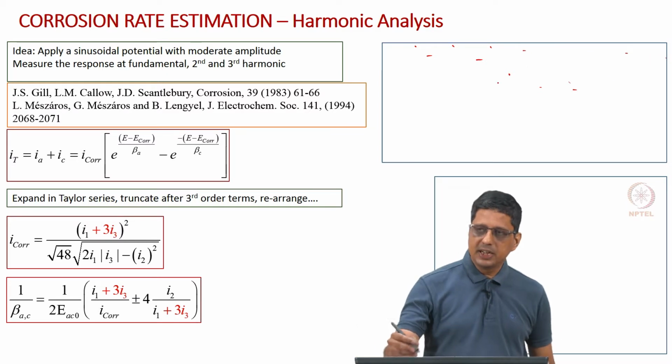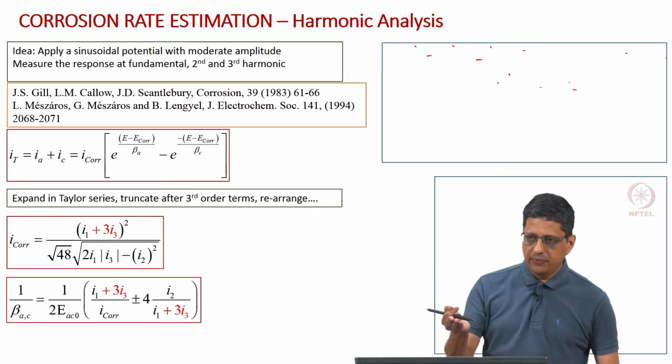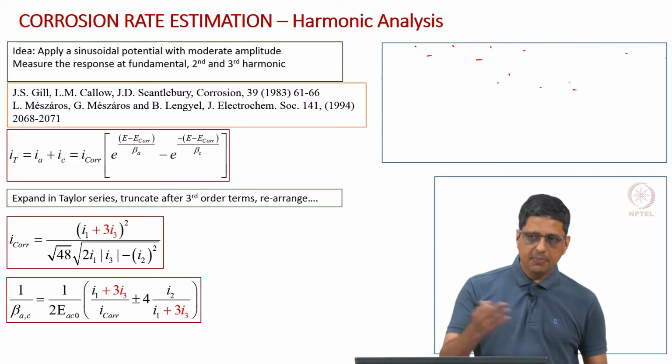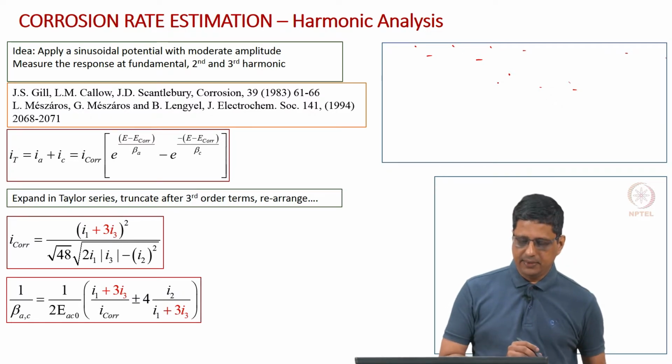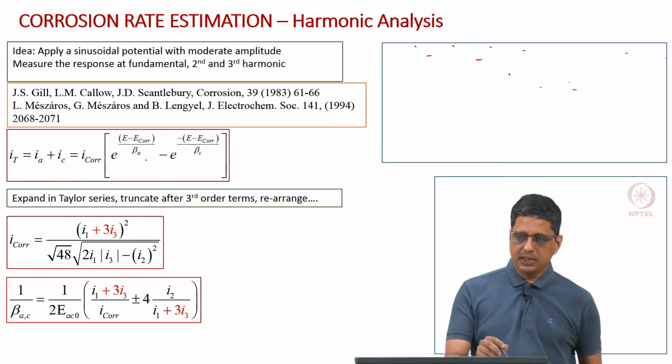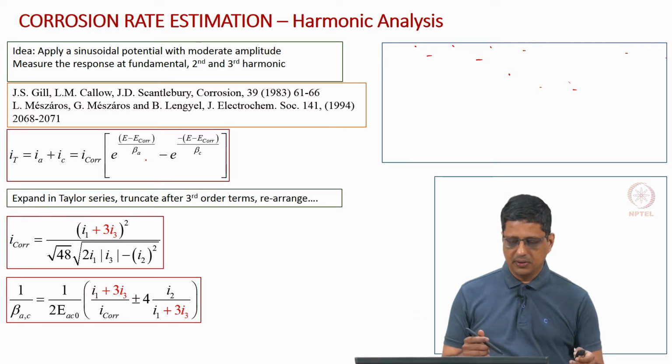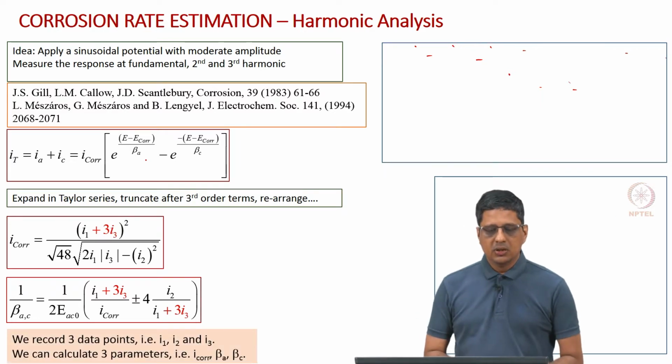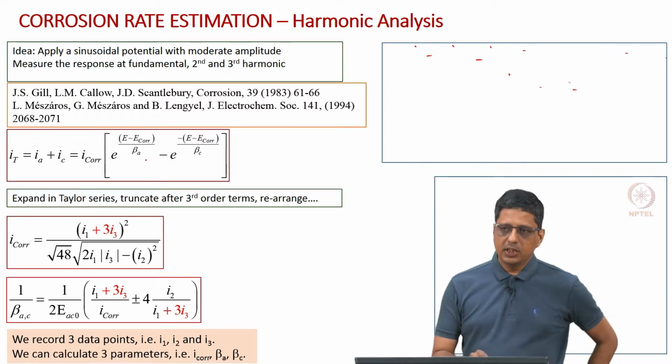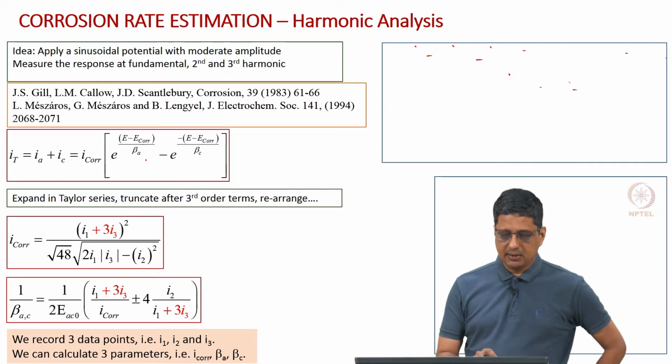Now, since we measure I1, I2 and I3, it is possible to estimate 3 parameters: I_corr, beta A and beta C. This is obtained by taking this expression, expanding in Taylor series, truncating after 3 terms and then rearranging. Since we record 3 data points, we can calculate 3 parameters.